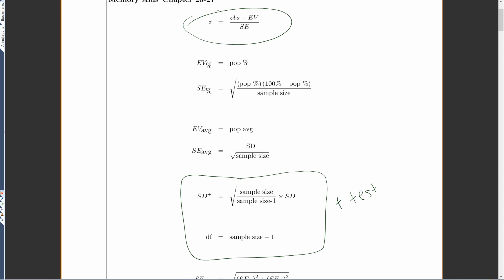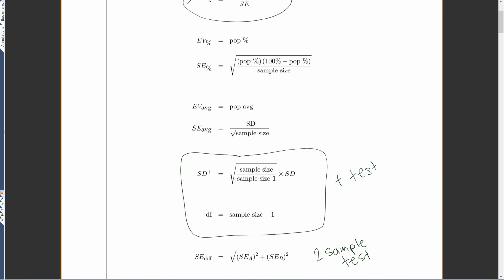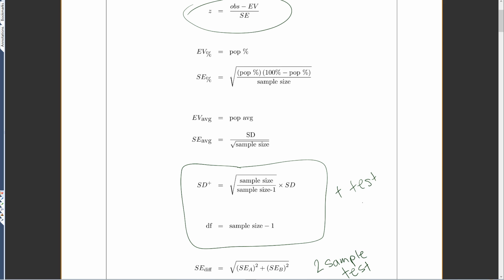That's the only time that you have to use those, is for your t-test. And you have SE difference, which is what you use if you have a two-sample test. Either of the two-sample tests will use this. So again, one test statistic, but slightly different expected value and standard errors based on what you're working with.